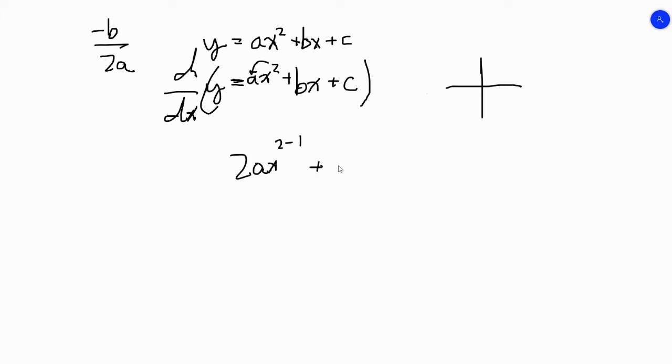Repeat the same step on b. So the x just goes away, and then the derivative of a constant is always going to be equal to 0. So we are left with 2ax plus b. And that is our derivative expression.